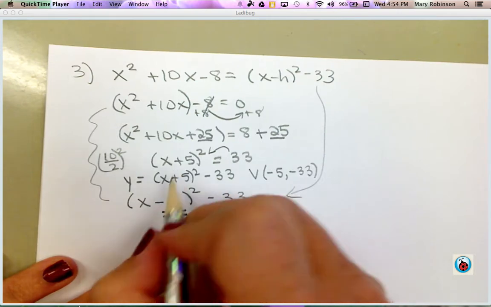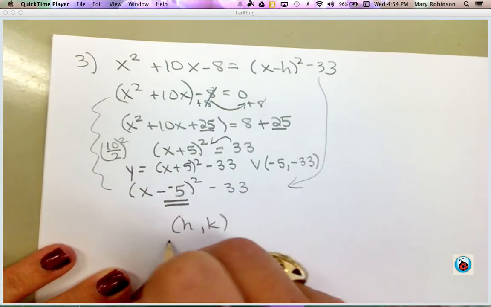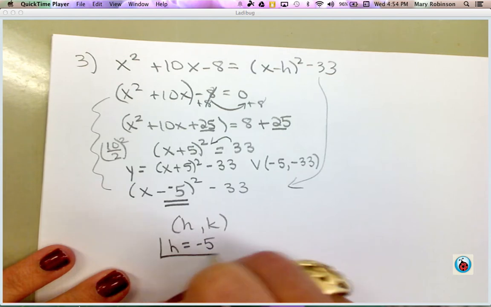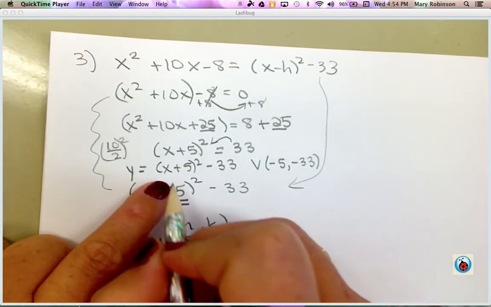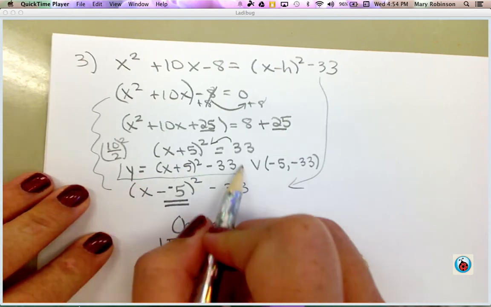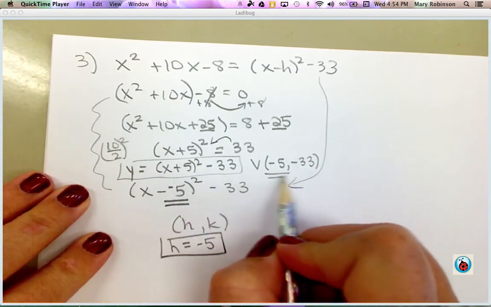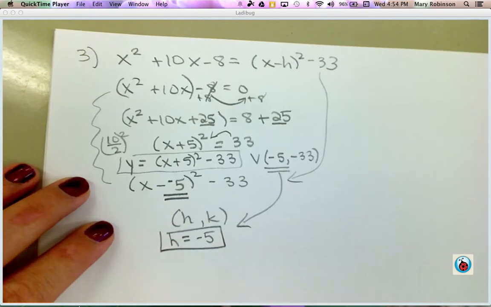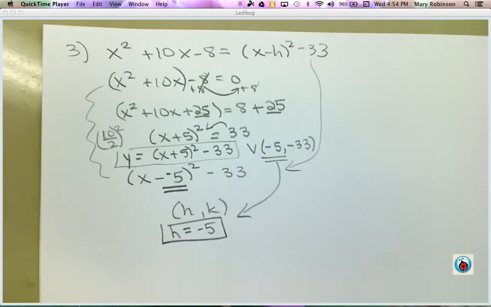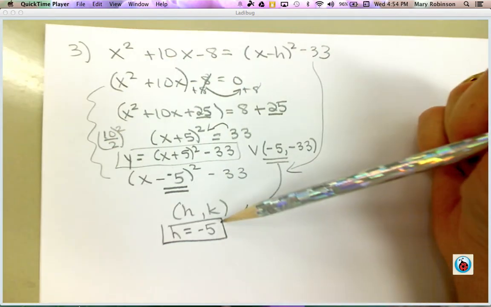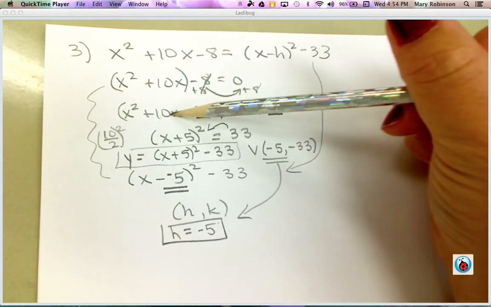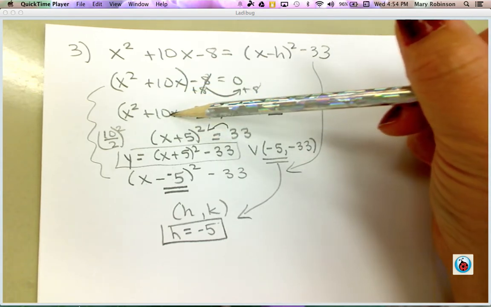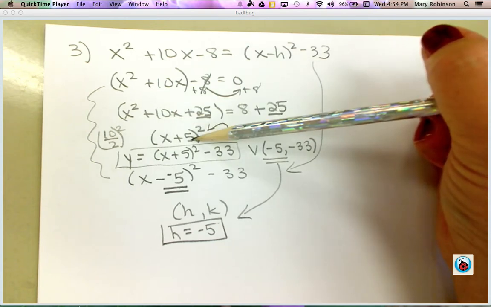So what's my h value? -5. Remember that in this case, x minus a -5 makes it x plus 5. So this is our vertex form, but it says what is h. So do switch keep, and there's your h value. Okay? So hopefully you actually recognize the connection. If you were to look up here, when you think about it, what's the relationship between your b value and this value when you factor?